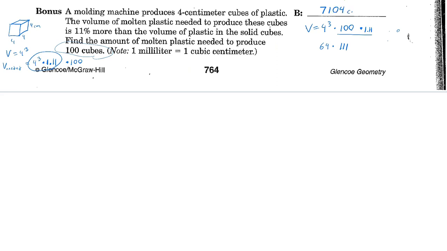cubic centimeters. Okay. And then, oh, we need it in milliliters for some reason. Find the amount. It never said anything about milliliters, but sure. So that's also equal to 7,104 milliliters, which is the same thing as 7.1. Yeah, it doesn't even ask, but 7.104 liters. So just about a little over 7 liters of molten plastic is what you need.